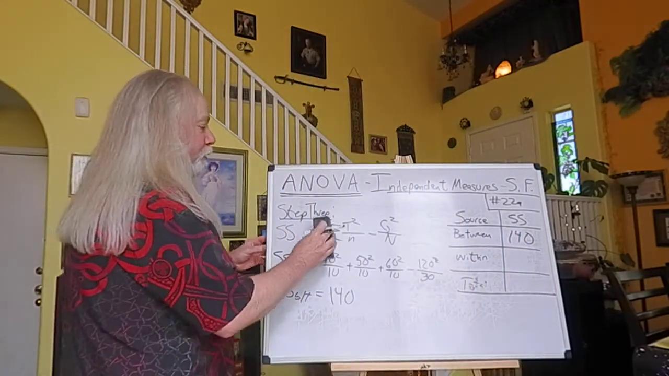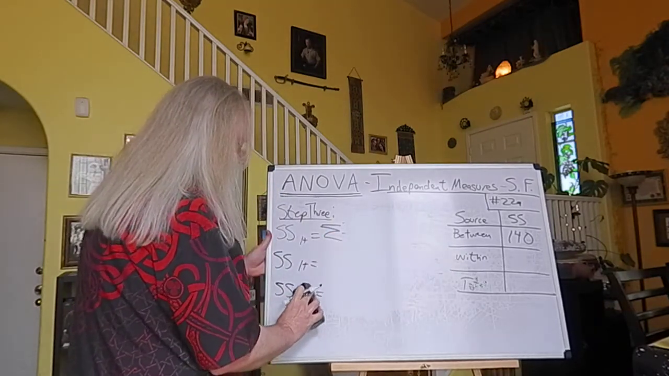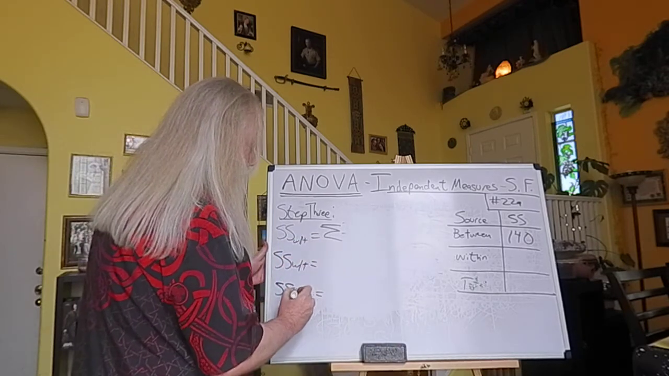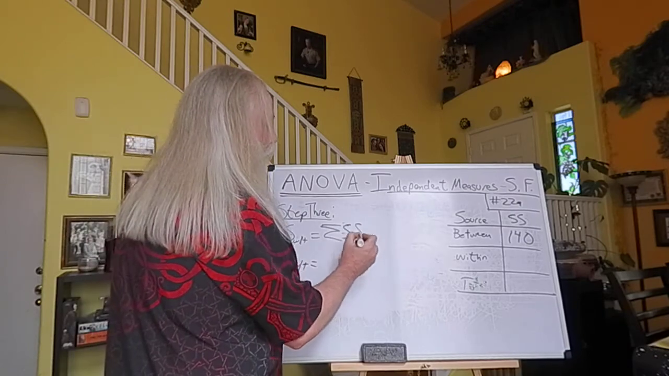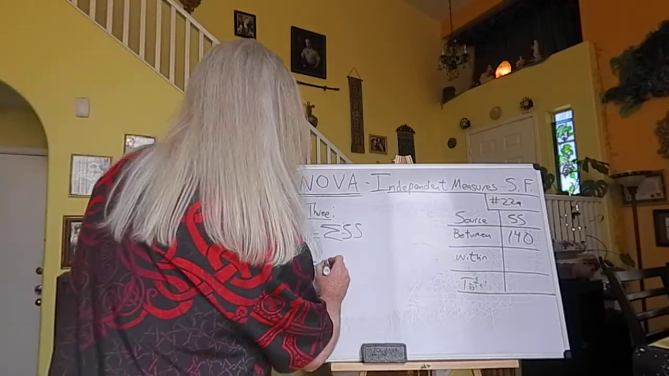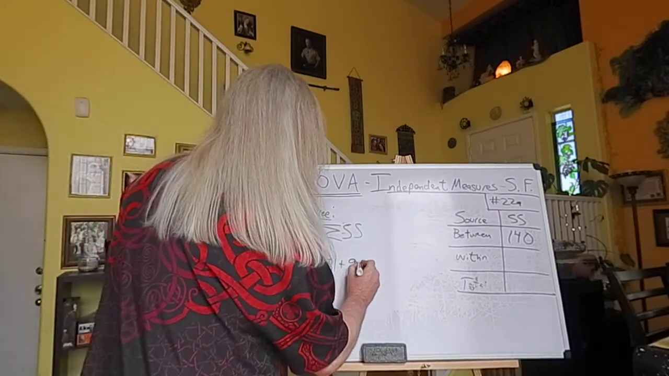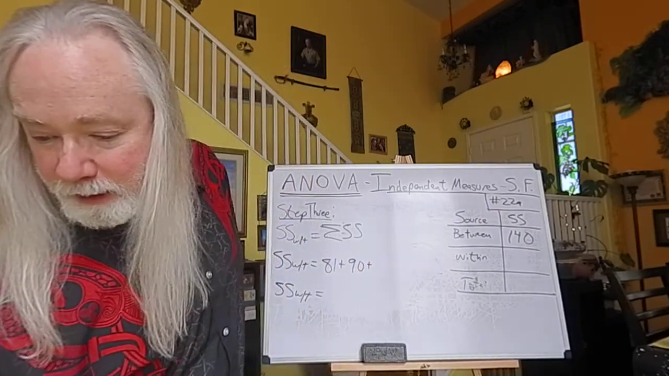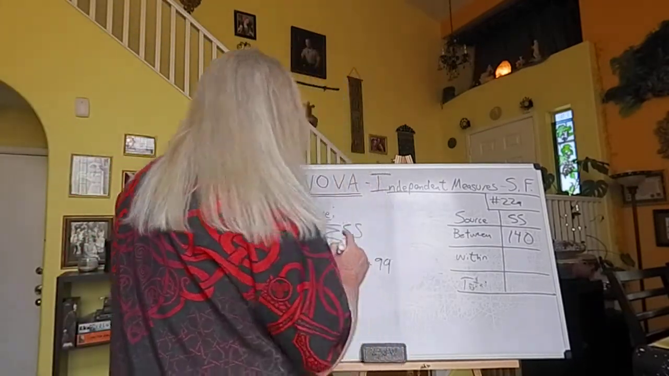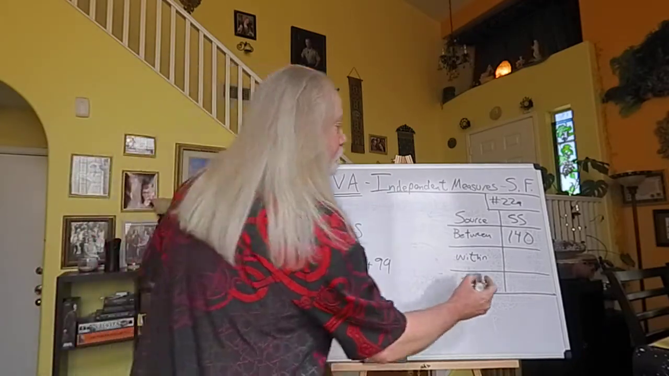Now we can get our sums of squares within treatments. So we know that's simply the summation of each group's sums of squares. The first group was 81. The second group is 90. And the third group is 99. 81 plus 90 plus 99 gives us a total of 270 points.